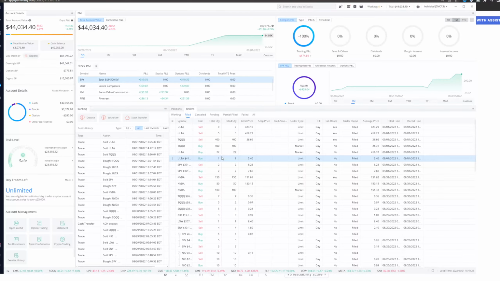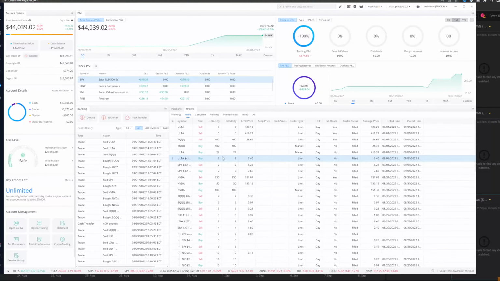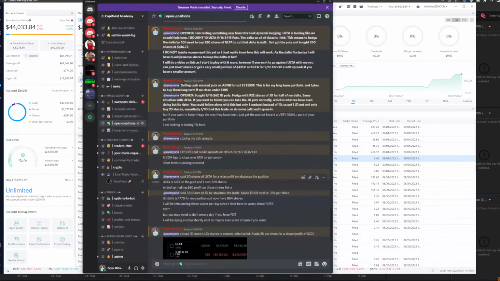So after a bit, Ulta did the opposite of what I wanted it to do. I was hoping we were going to reject 417, and what happened was instead we pushed through. So now what this is going to do is make my shares worth more money. Okay? It's going to make my shares worth more money. But it's going to hurt my option. So what did I do?